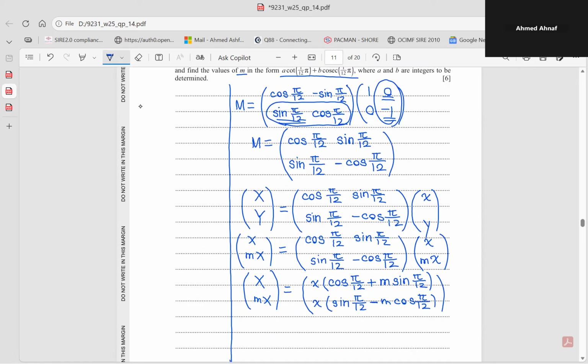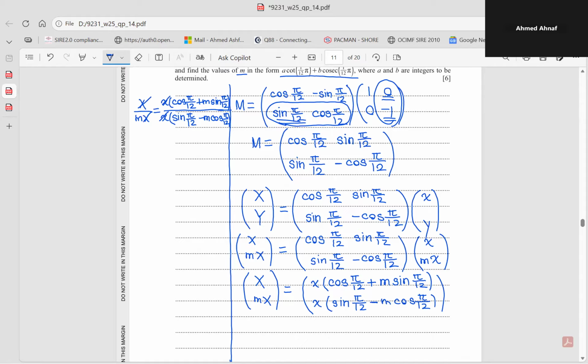So this is just going to be x mx equals, goodness, I have to cram so much, plus m sine pi over 12 over x sine pi over 12 minus m cosine pi over 12. So the x's cancel out. Now we're going to cross multiply.